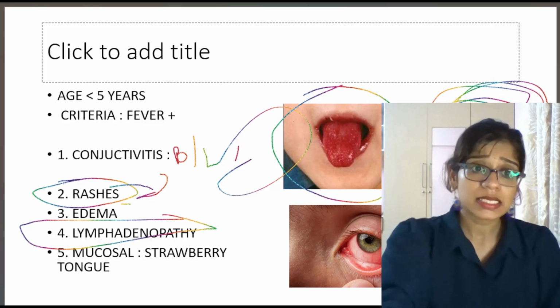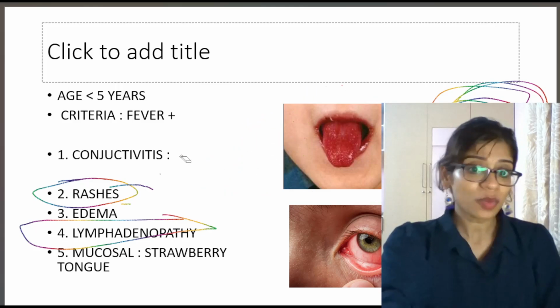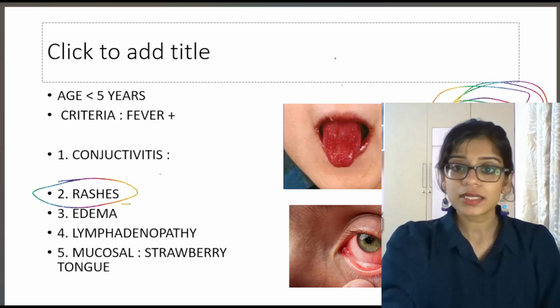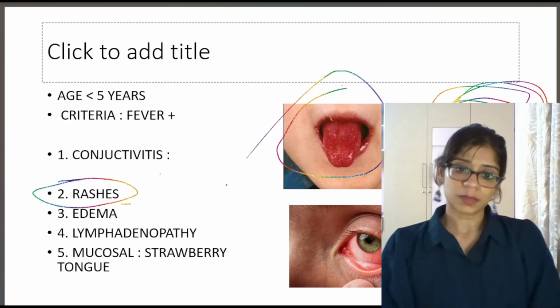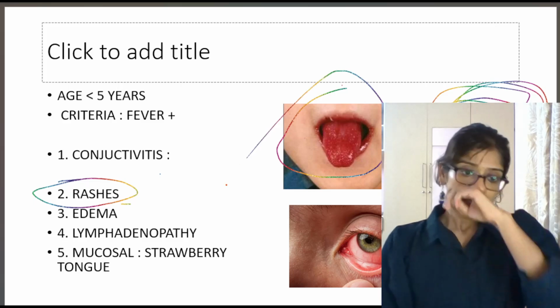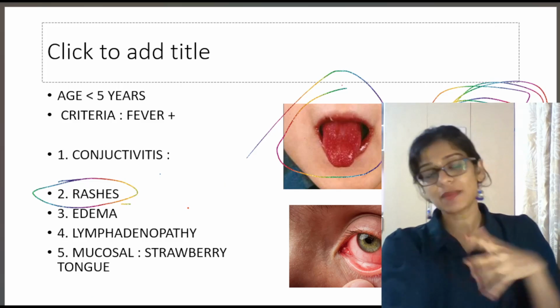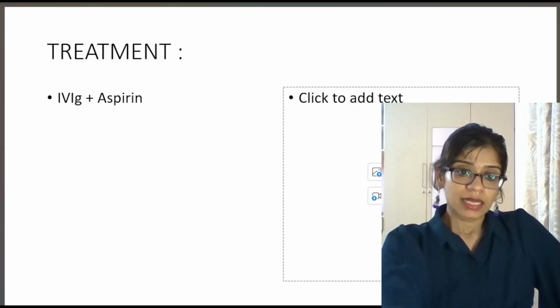See, this tongue, it looks like a fruit, it looks like a strawberry. So there is strawberry tongue in such children. Very, very important. Strawberry tongue. Now, tell me another disease where you can see strawberry tongue. Yeah, think about it. Let's go to the treatments.